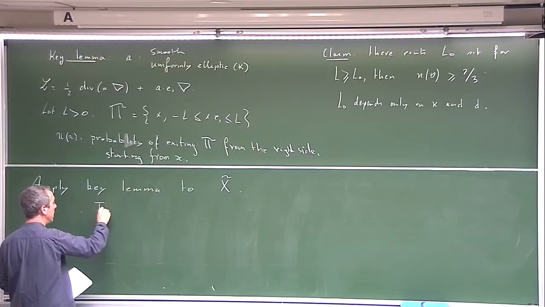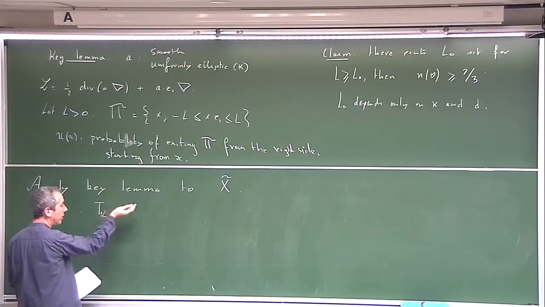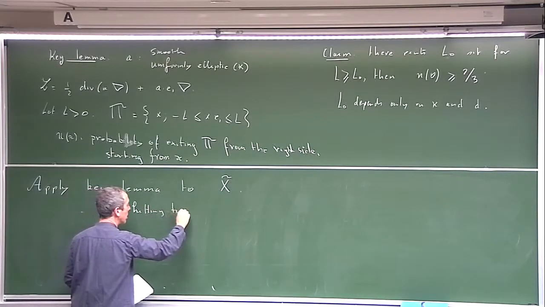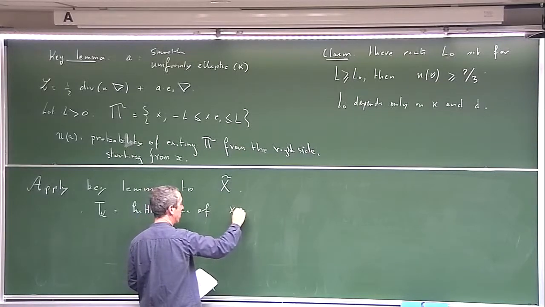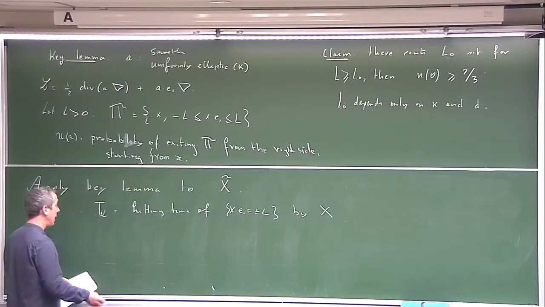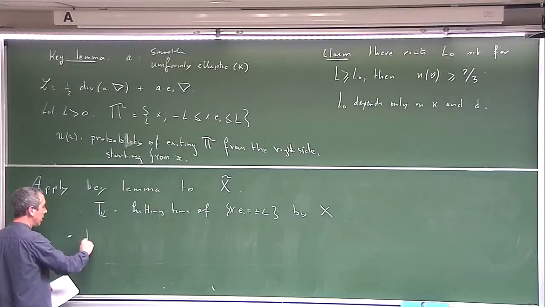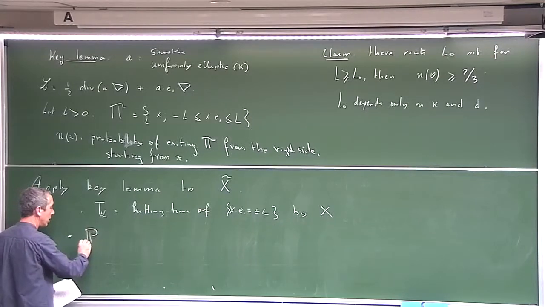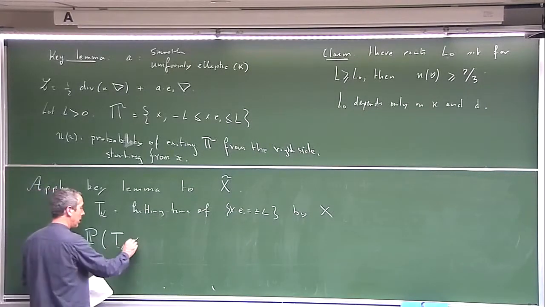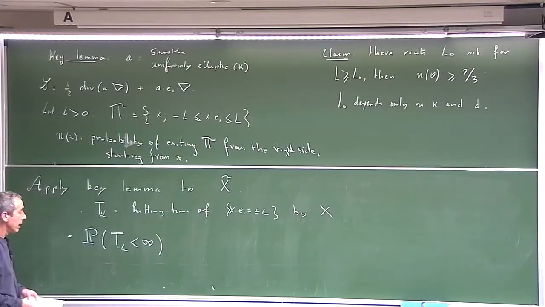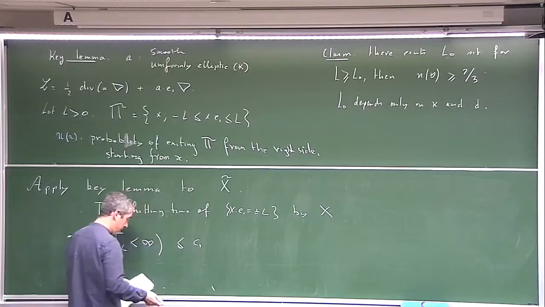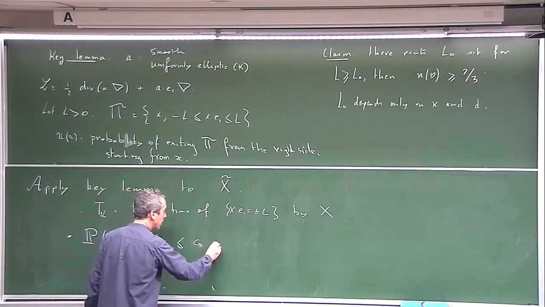So let me write T plus or minus L to be the hitting time of the hyperplanes on the right and on the left by X. So this is the hitting time of the hyperplane x dot e1 equals plus or minus L by X. And so a first consequence of the lemma is that the probability that you hit the hyperplane minus L, so that T minus L is finite, decays exponentially fast. So this is less than some constant C1, I guess, or C. Anyway, it has an exponential decay.